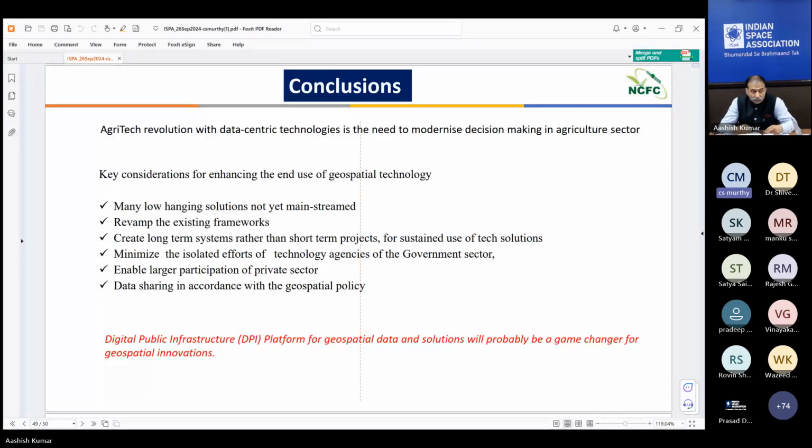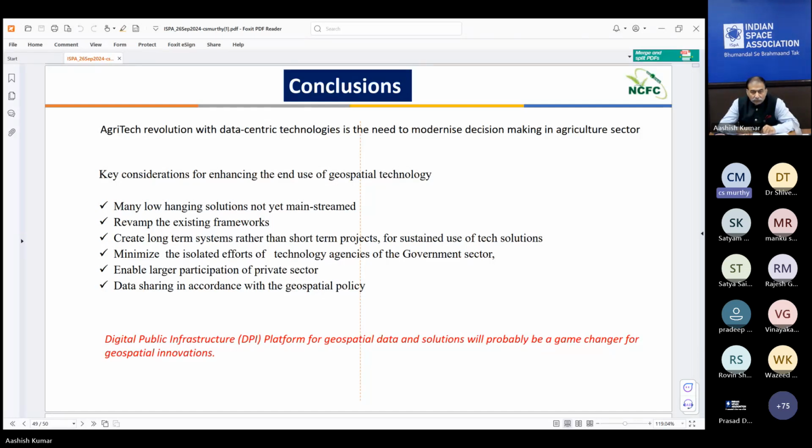Some of the considerations: we can see that there are many low-hanging solutions, like what I told you, cropping intensity, cropping systems, and granular weather data, because agencies like NASA and the GeoNEX project are already generating these 2-kilometer weather data sets globally. There are some solutions which you can readily mainstream.